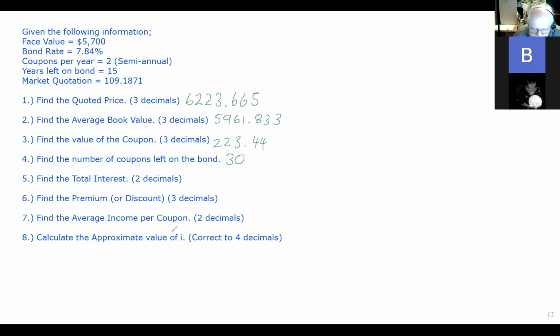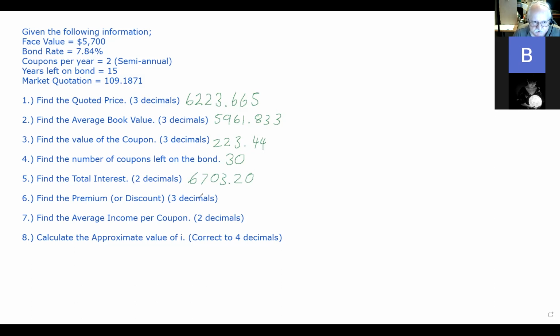So the total interest, multiply the coupon that we figured out, the value of the coupon, times the number of coupons. So what will that equal? 6703.20. Yes, that's exactly what it'll be.